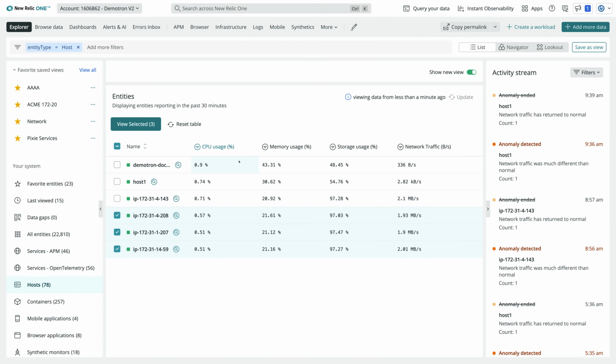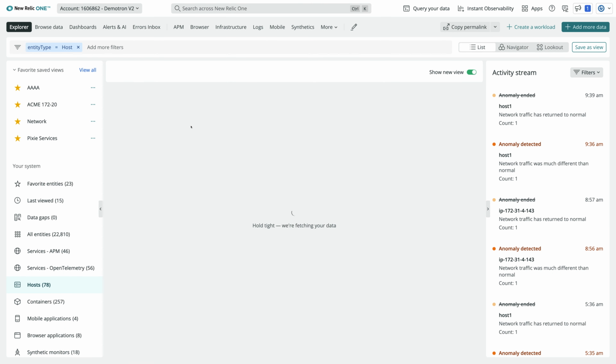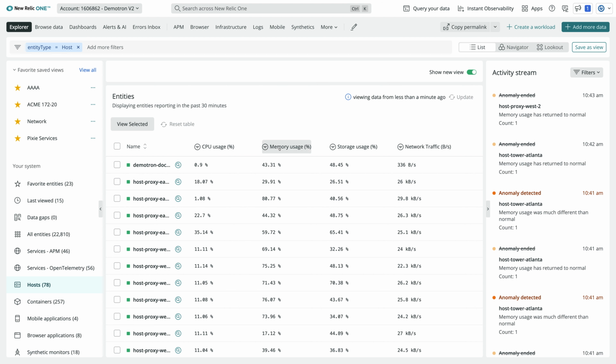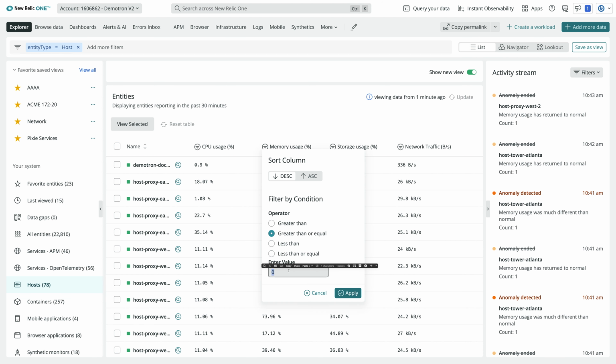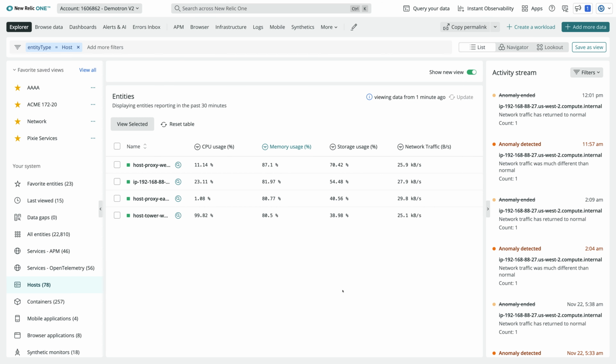This time, let's focus on memory utilization. Let's filter all the instances for any ones that have a greater than 80% memory utilization. This leaves us with 4 hosts. But if you look carefully, you'll notice that only 2 hosts have a CPU utilization below 20%. So let's select those 2 and see what we can find.